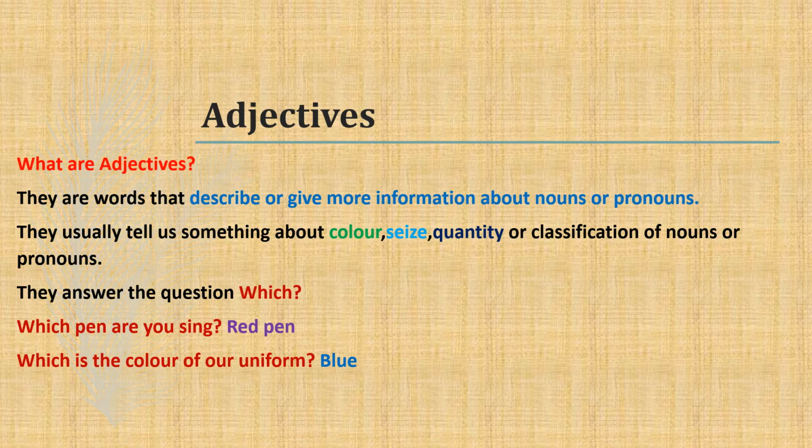As we go on, I would like you to know that adjectives answer the question which. For example, somebody can ask you as you are taking notes, which pen are you using to make your notes? And probably you can say you are using a red pen. So they answer the question which. Somebody can also ask you, which is the color of our uniform? And in this case, you can say, for example, our school uniform is blue. So adjectives answer the question which.